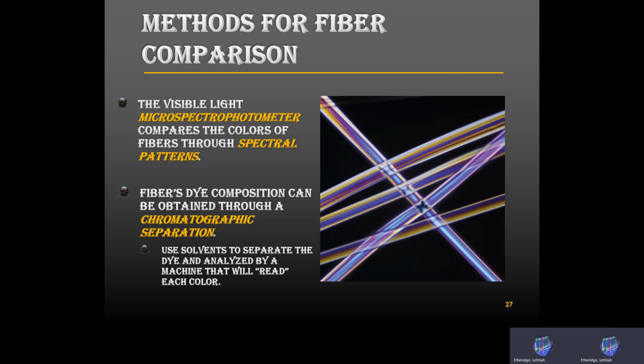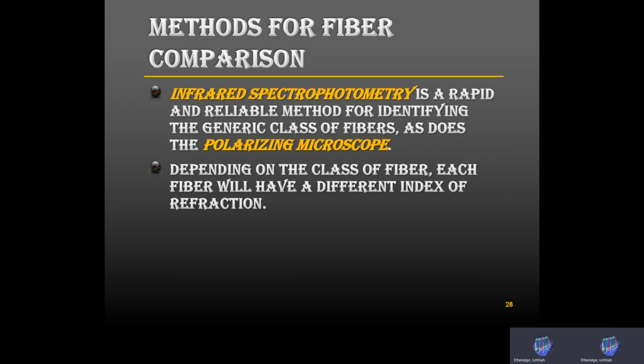The other thing that you can be doing is using infrared spectrophotometry. It is fast, it is reliable, and you can identify generic classes of fibers. Also, the polarizing microscope will be very helpful. Depending on the class of fiber, each fiber is going to have a different index of refraction, meaning that there's going to be a certain sweet spot for that particular fiber. You shine a light through it, it turns a certain color, and every fiber is going to have a different index of refraction, so you can actually use that value to make a comparison.